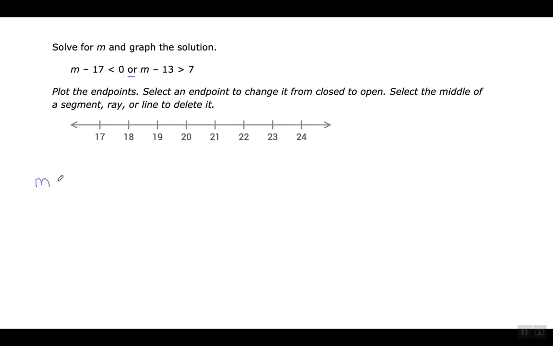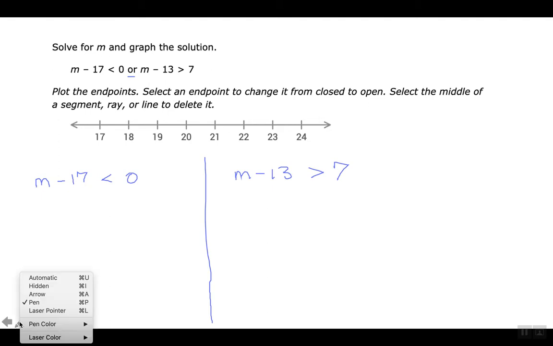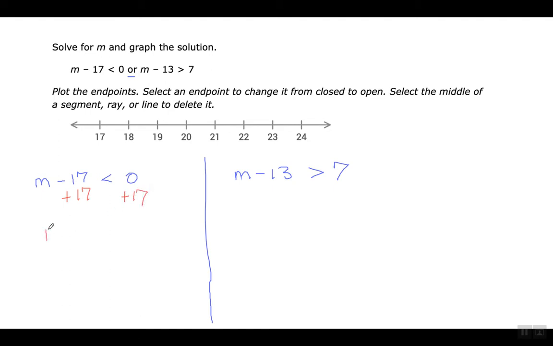So here are my two problems. There's one, and the other one would be m minus 13 greater than 7. Alright, so again, this one's easy. Again, I'm going to solve for the variable, so I got to get m by itself. Voy a resolver para el variable, así que tengo que coger el variable solo. First thing I'm going to do is, well, there's only one thing to do. I'm going to move 17 to the other side. So my answer for this one is going to be m is less than 17.